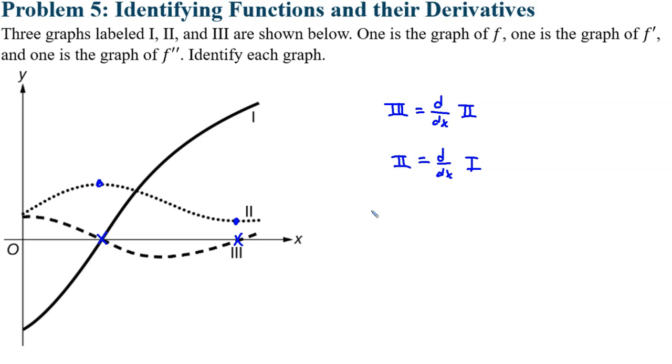So in this case, our f would be graph 1, f prime would be graph 2, and then f double prime would be the third graph here. It kind of works out in a lame order, 1, 2, 3, but those are the logical steps we can use to figure these out.